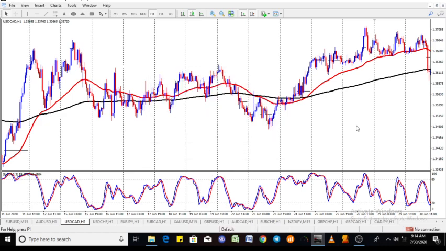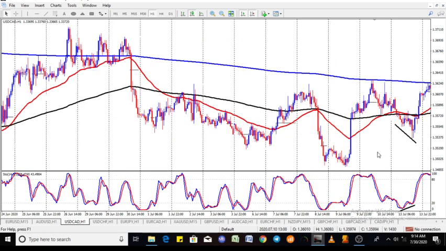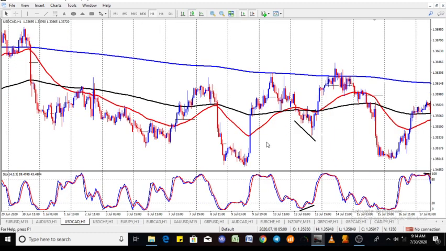Okay, very simple. Use the next moving average as your take profit 1, 2 or 3. There are 3 moving averages here. Use the next moving average as your take profit 1, 2 and 3. It's very simple. If you're selling and you have moving averages in front of you, use the next moving average in front of your entry as your target. It's very simple.